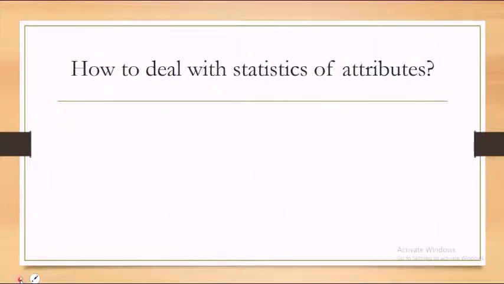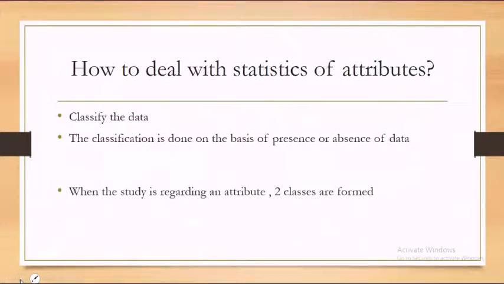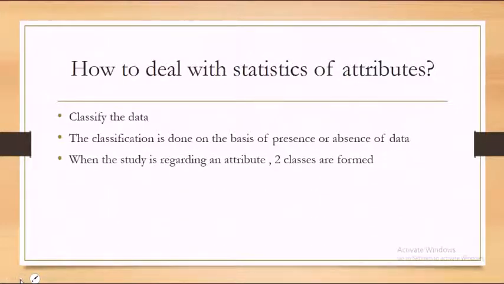Okay, now how do we deal with the statistics of attributes? That is the next question. While dealing with the statistics of attributes, we have to first classify the data. The classification is done on the basis of the presence or absence of the particular characteristic or particular attribute. When we are studying only one attribute, two classes are formed, one possessing that attribute and another not possessing it.